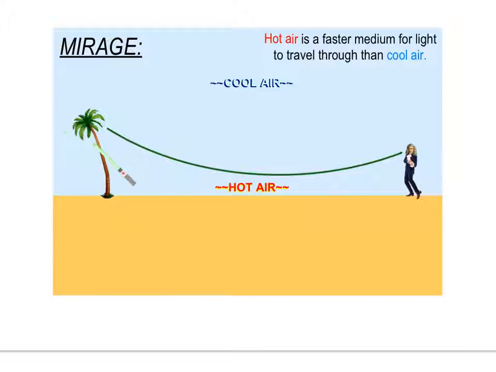Light's reflecting off the palms of this tree in all directions. Some of that light gets directed down towards the ground. And if it weren't for this hot air, the light would just travel in a straight line towards the ground. But because of this hot air, the light winds up bending along this path like this and actually winds up refracting up into our eye.